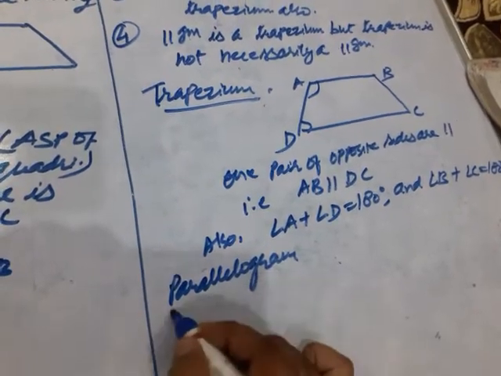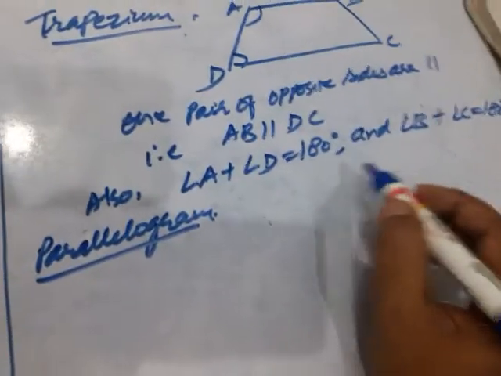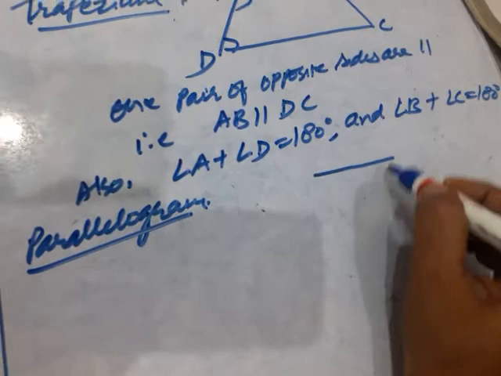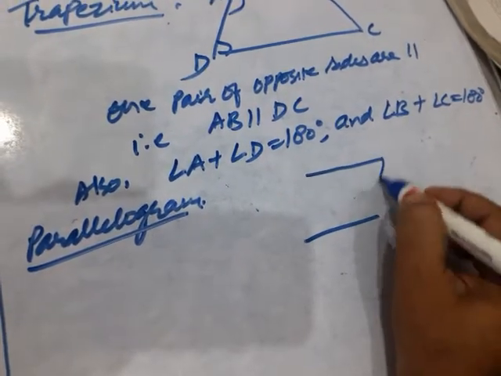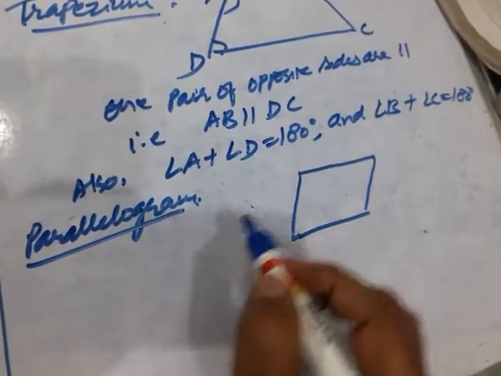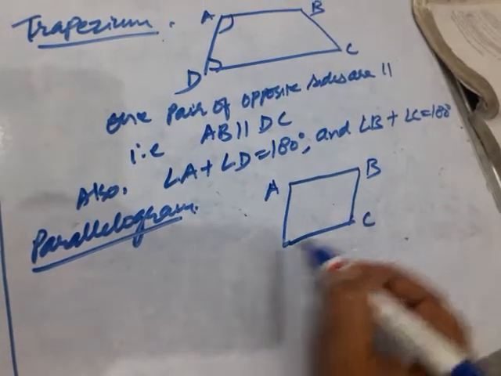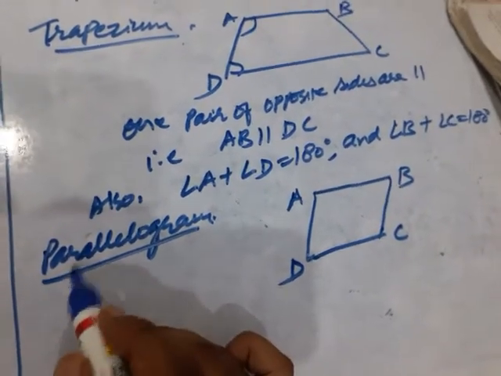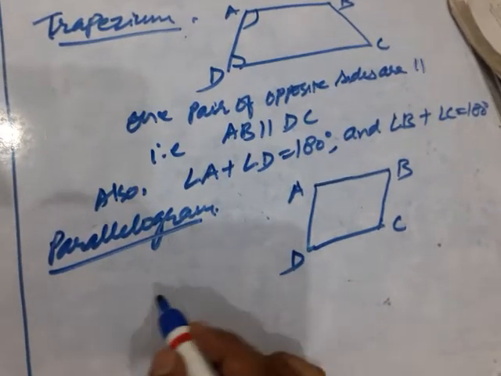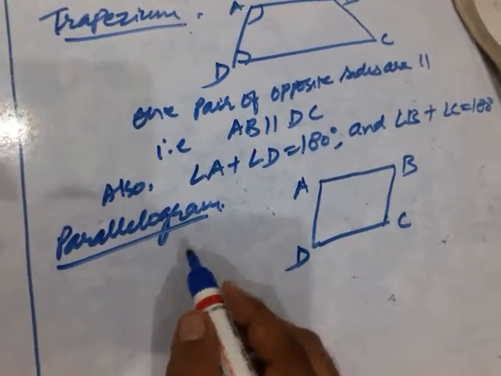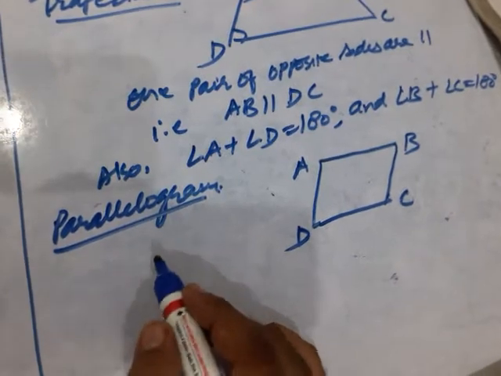Parallelogram. What are the properties? You must have seen this type of figure. This is the figure of a parallelogram, here parallelogram ABCD. What is a parallelogram, children? Its properties are opposite sides are equal and parallel.